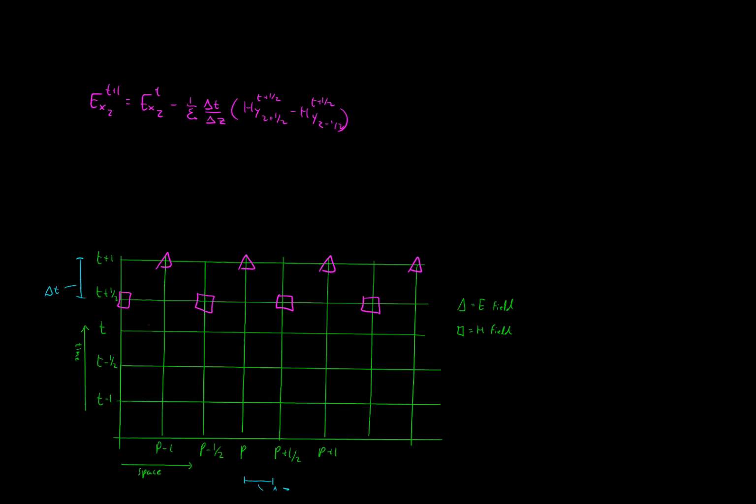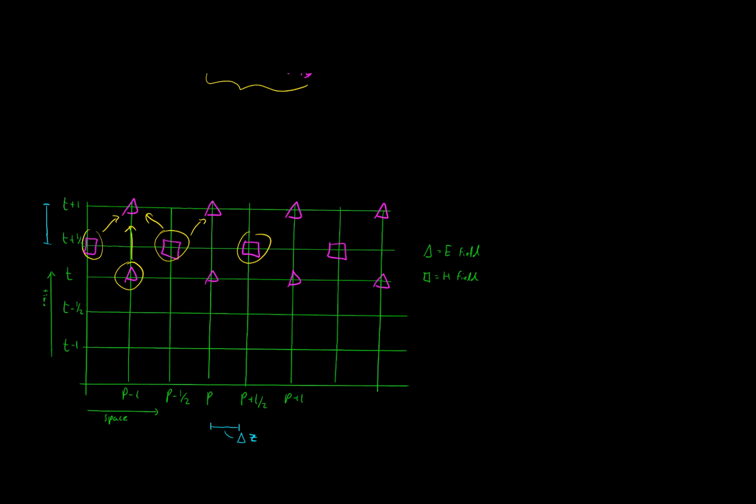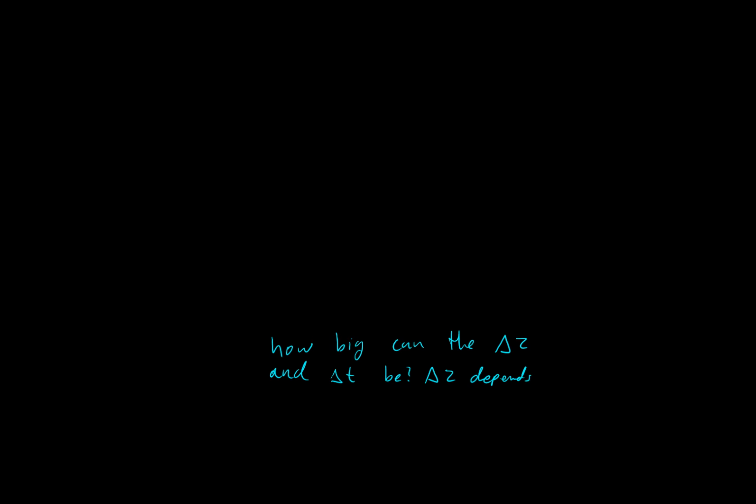And then again, our E fields are going to be here. The way this works is that we use the previous value for the E field along with the two closest values for the H field, and then we take the E field minus the finite difference of the two closest H fields, this guy and this guy. All these put together are equal to the next E field. We can do this for every point.